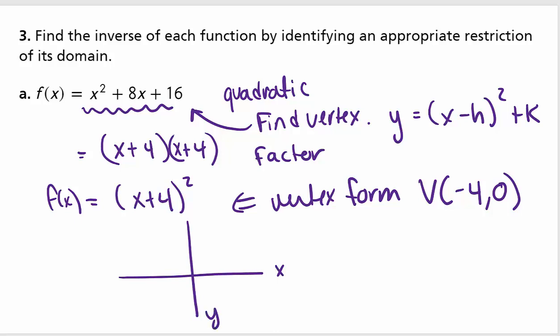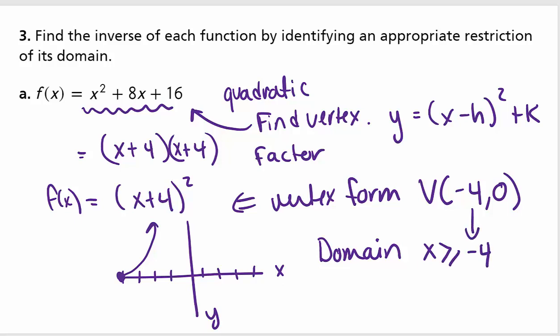If I was just going to do a sketch, my graph would look something like this. So how am I going to restrict that original one to make sure that the inverse is also a function? Well, we're going to knock off the left-hand side. So we're going to restrict the domain by saying that the domain has to be x values greater than or equal to the x value of the vertex.